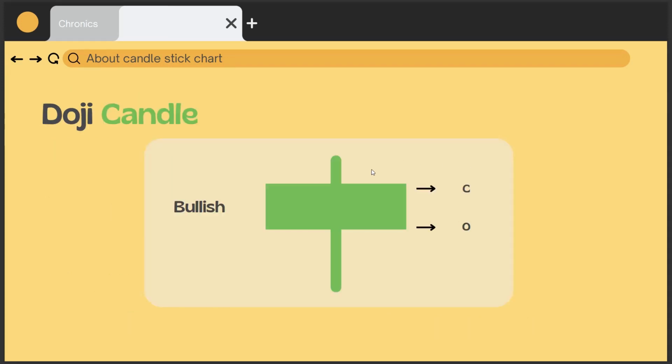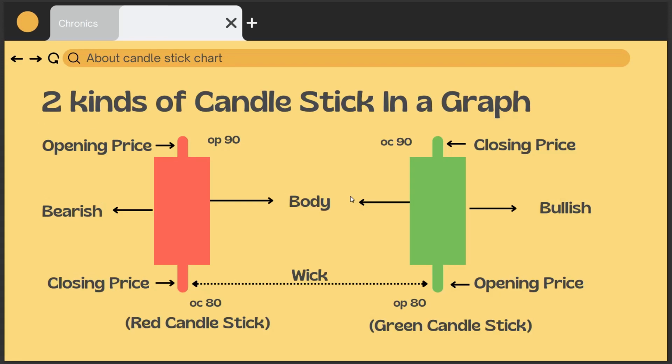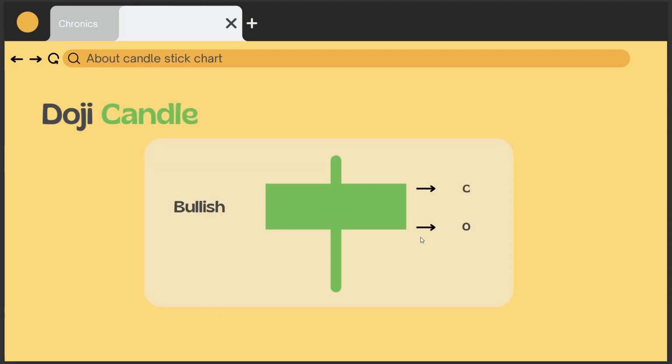And now if you see, this is a different candlestick from the previous slide. The candlestick right here, the body is quite huge, right? It's quite big. But what about this? Why is the body so small? Now there is a specific reason why this has happened.